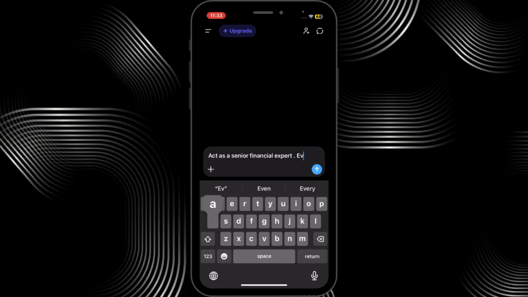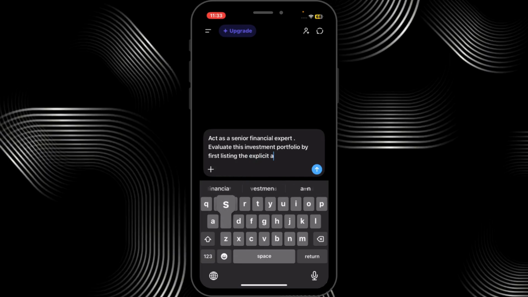evaluate this investment portfolio by first listing the explicit assumptions. I know I'm saying right a lot, so excuse me if that frustrates you.